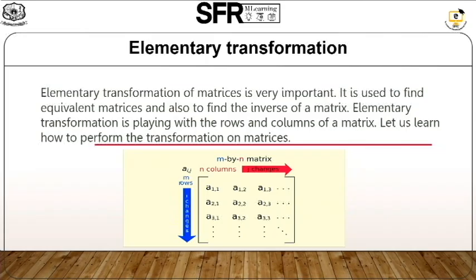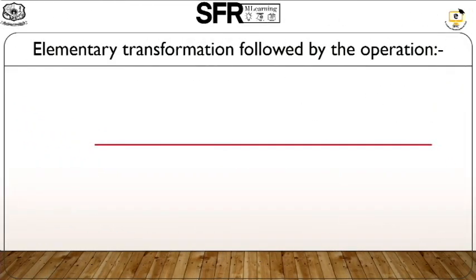This matrix is an m cross n general matrix. The first element is called A11, that is first row, first column. In that way, we call the second row, first column element A21. What are all the elementary transformations and the operations followed?